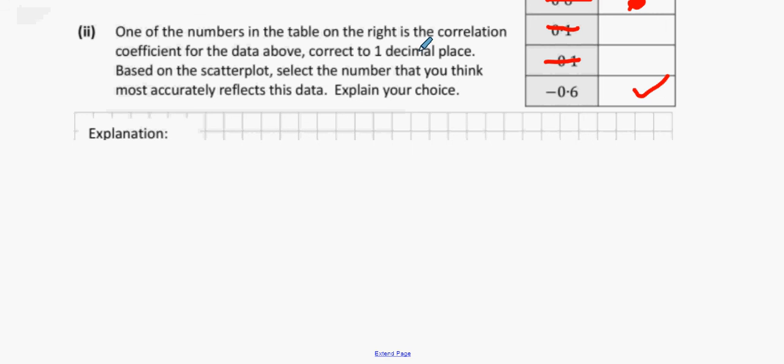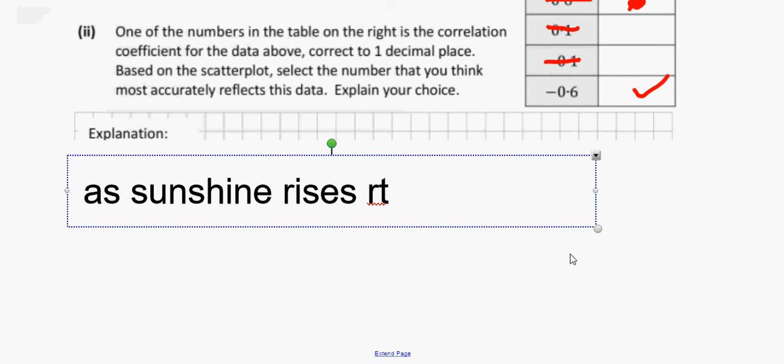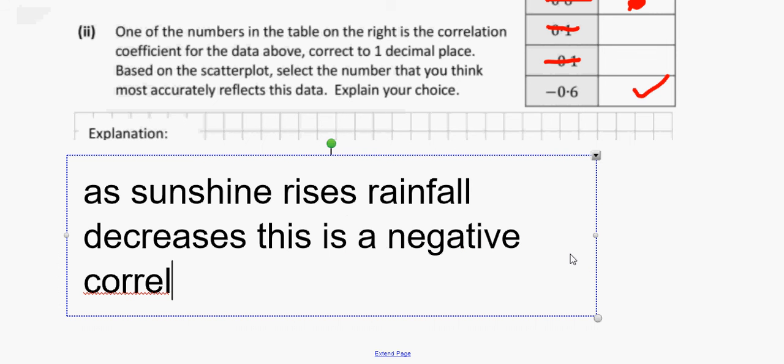All right. So, as sunshine rises, rainfall decreases. This is a negative correlation. Okay? There you go. Is that the question?